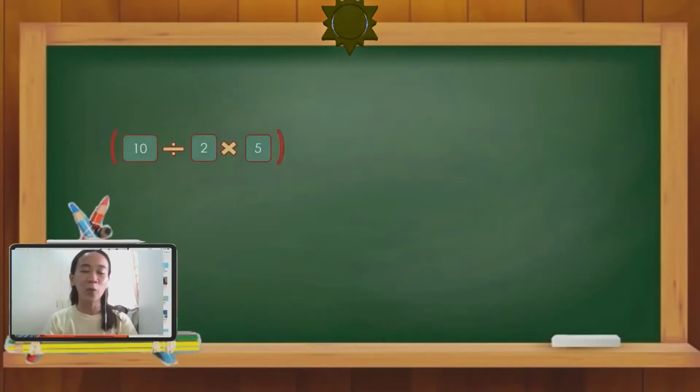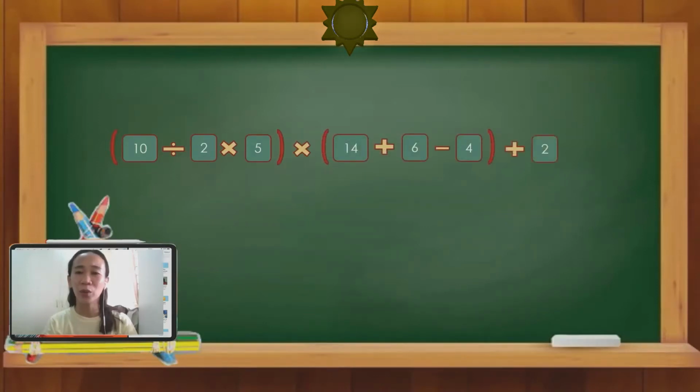We have here the equation: quantity 10 divided by 2 times 5 quantity. How are we going to solve this type of equation? But what if this series of operations is again multiplied by another quantity, and again we add 2? How are we going to answer this very long operation?